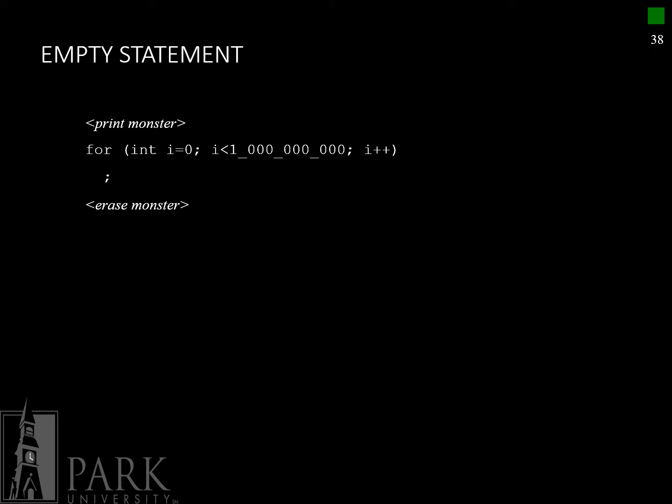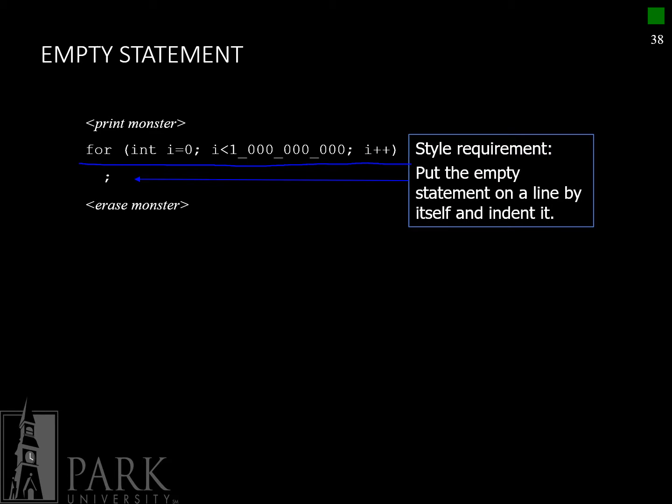For int i is 0, while i is less than 1 billion, increment i. It's going to add a very short delay into your program because your computer is going to loop through this a billion times. So it might add a fraction of a second delay to your program, depending on how fast your computer is. Style guidelines stipulate that on the very rare occasion that you do need to do something like this, you put the semicolon on a line by itself.